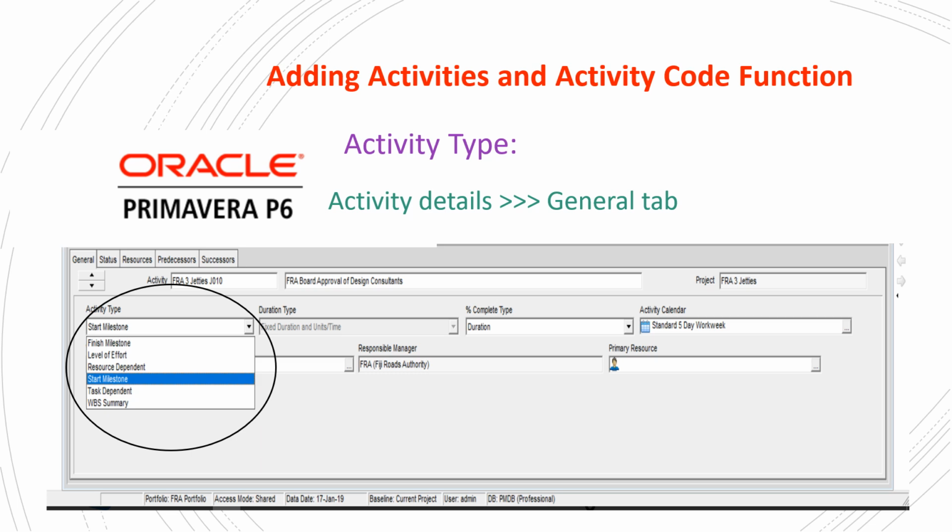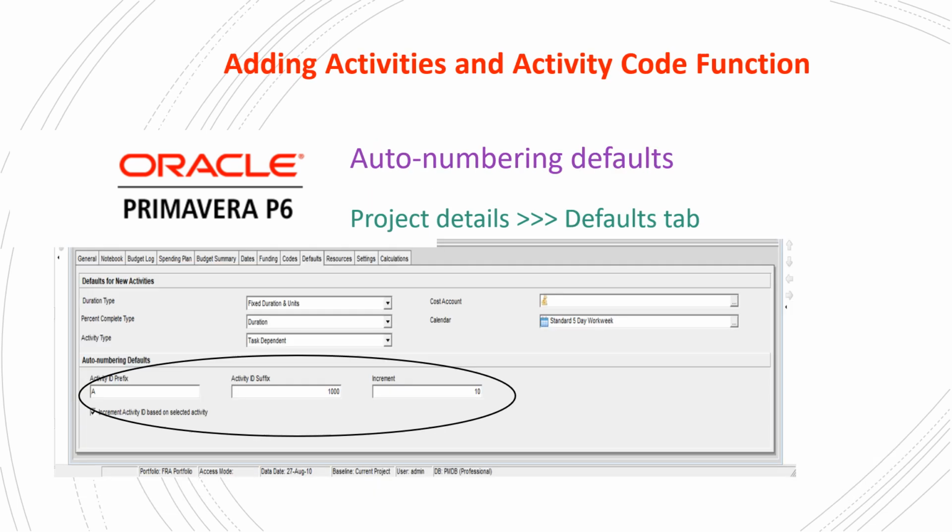Adding activities and activity code function. Activity type, activity details, general tab. In the activity type, encircle start milestone, finish milestone, level of effort, resource dependent, task dependent, WBS summary.